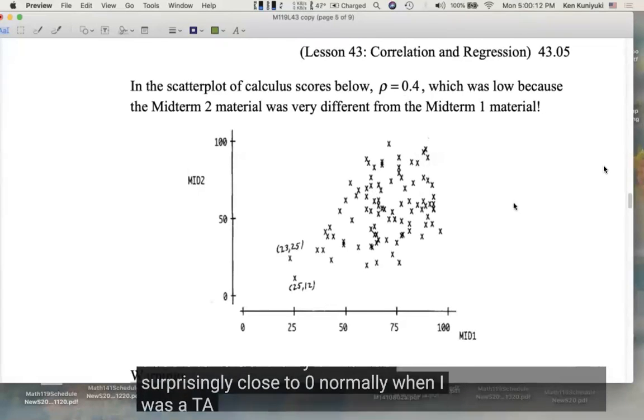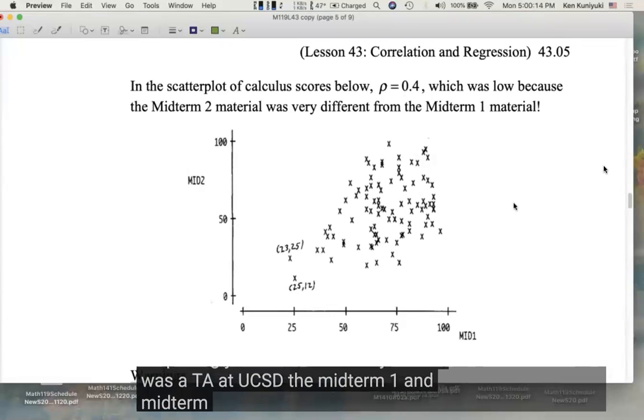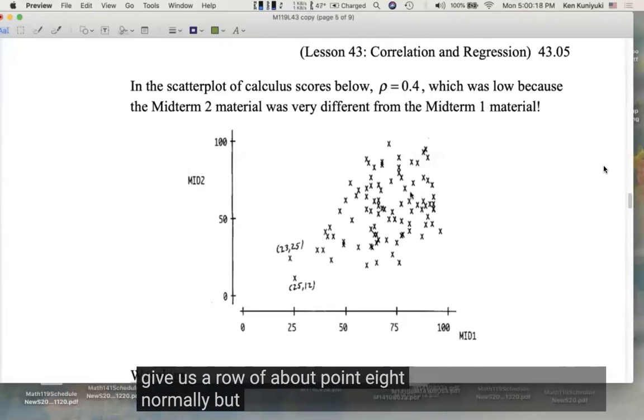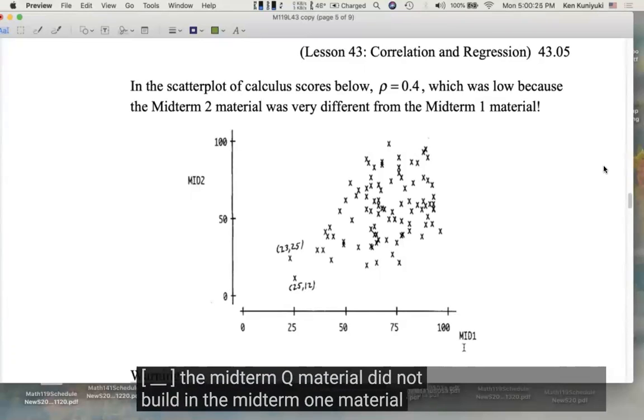Normally, when I was a TA at UCSD, the midterm 1 and midterm 2 for a calculus class would give us a rho of about 0.8. But this showed us perhaps a flaw in the course, which was that the midterm 2 material did not build on the midterm 1 material.